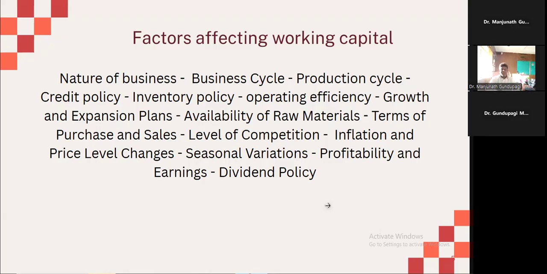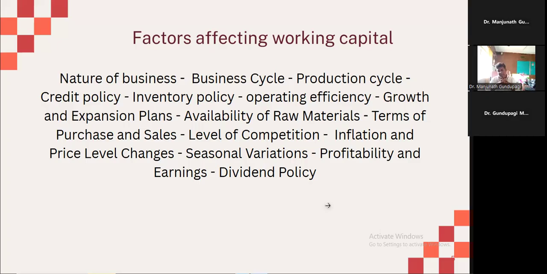Another factor, operating efficiency. Companies that use resources efficiently can convert inventory into sales and receivables into cash quickly. Suppose due to poor internal operations there are delayed processes, it increases the working capital need to cover the inefficiency. Expansion plans. If a firm is growing, they will have more requirement for working capital, which also increases the levels of production, inventory, and receivables.